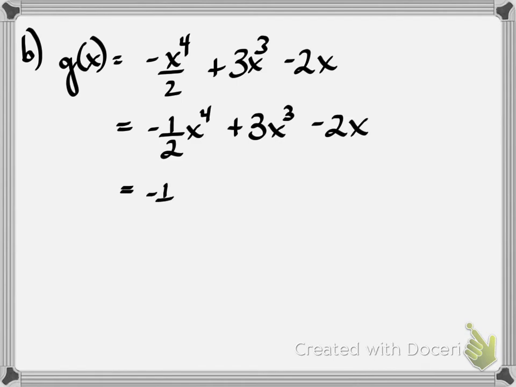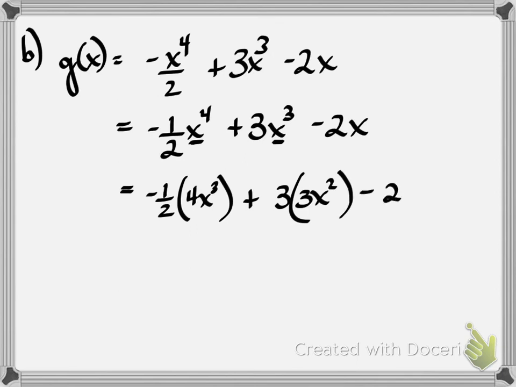So it's just negative 1/2 times the derivative of the x to the 4th, which is 4x to the 3rd, plus 3 times the derivative of x to the 3rd, which is 3x squared, minus 2 times the derivative of x. And the derivative of x is 1. And so cleaning that up, half of 4 is 2. So it's negative 2x to the third plus 9x squared minus 2.